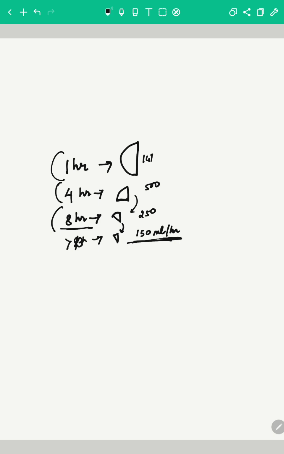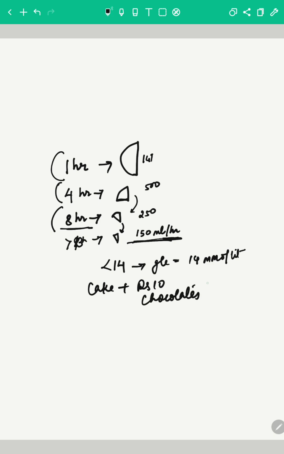And we have to remember, when the guests are less than 14, that is equal to the glucose is less than 14 millimoles per liter, we have to give cake with 10 rupee chocolates, but not very fast, so that the children don't get too much sugar, at the rate of 125 ml per hour. This is the rate at which you have to give the 10% dextrose.